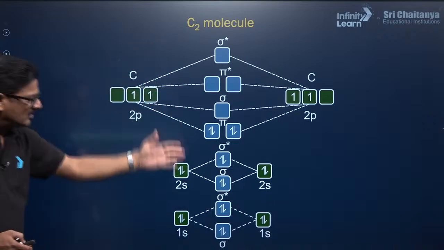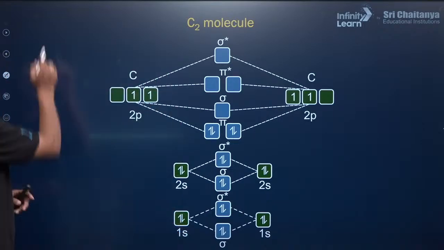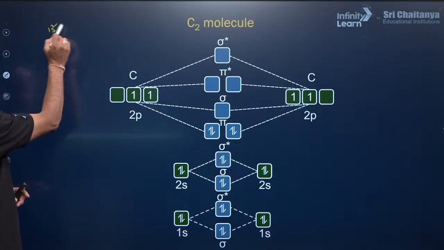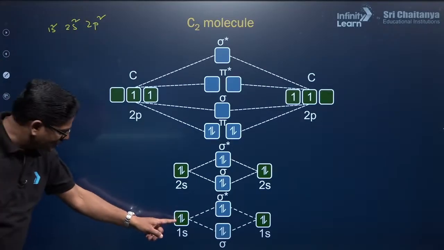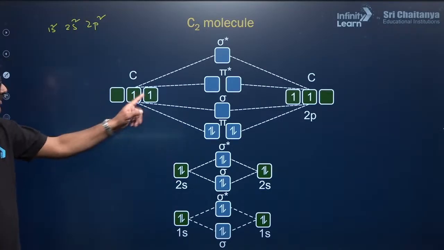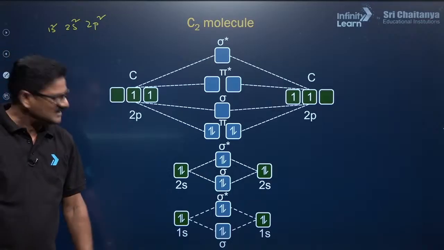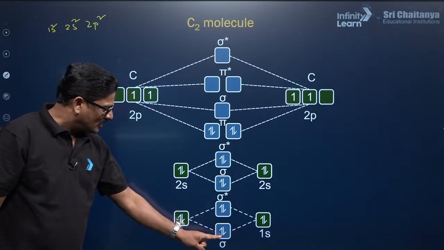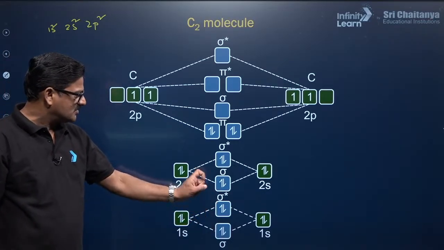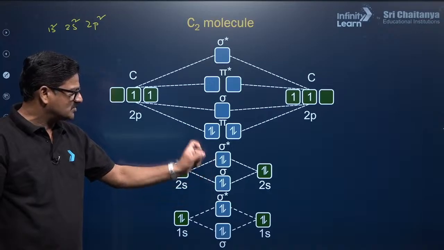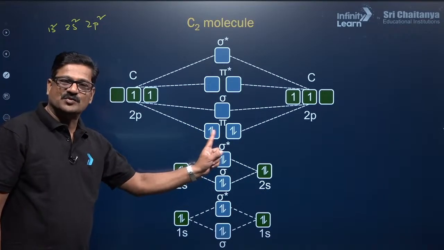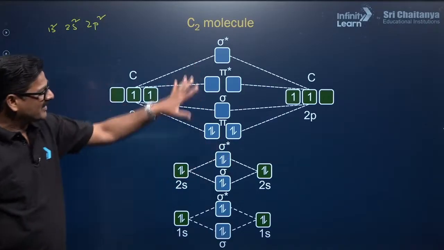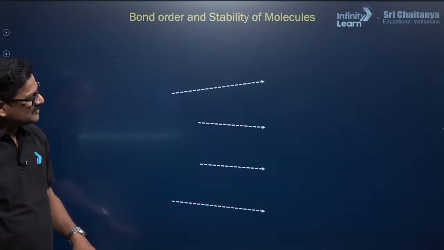Similarly, the carbon molecule can also be seen. Carbon is 1s2, 2s2, 2p2. So sigma 1s2, sigma star 1s2, sigma 2s2, sigma star 2s2, pi 2px2, 2py2. It is diamagnetic. Okay, like that you can do.